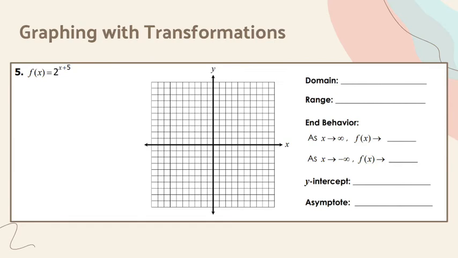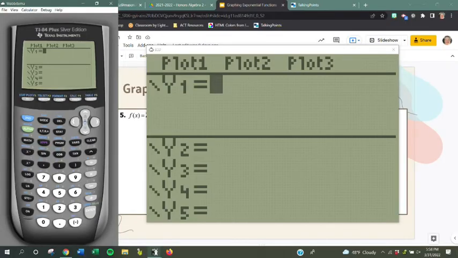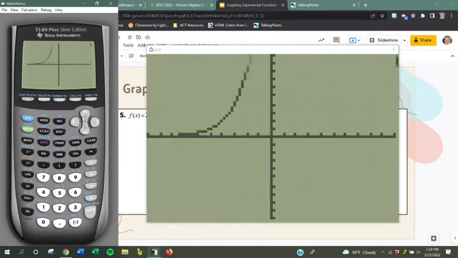All right, so for number 5, we're going to start graphing and talking about the characteristics. So first, let's take a look at this on our calculator. We're going to go to y equals, and we are going to type in our function, 2 to the x plus 5 power, and hit graph. Okay, so our function has moved from its original position as a parent function. It's moved to the left.